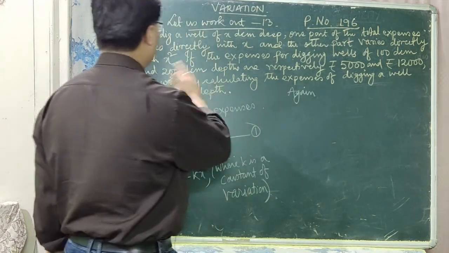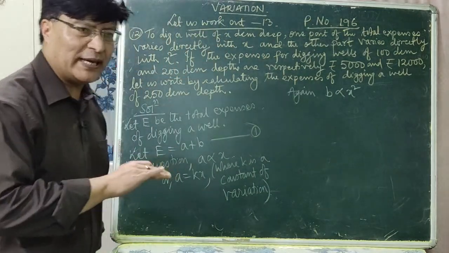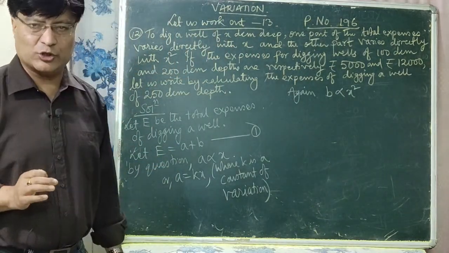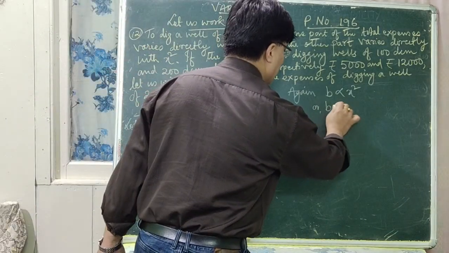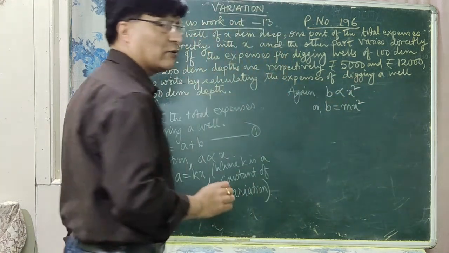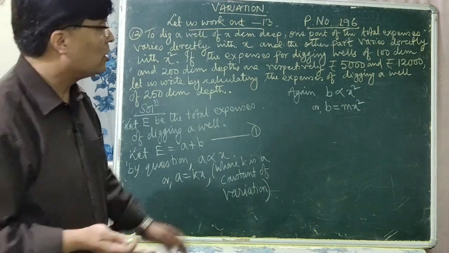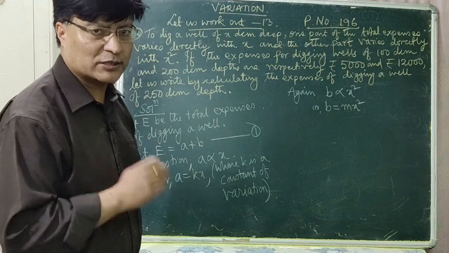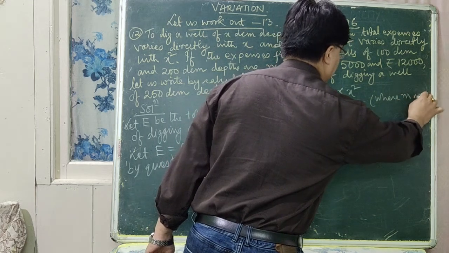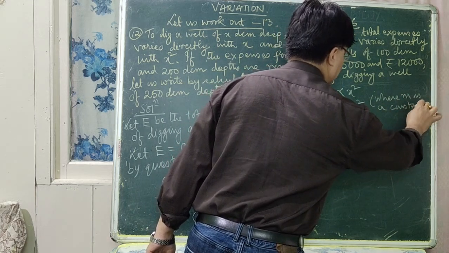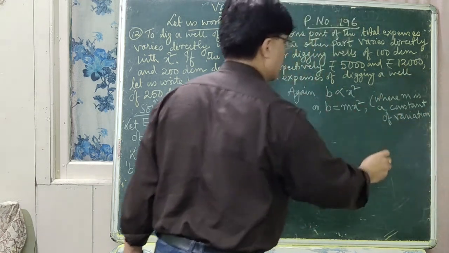Again, by question, what can you write? B, the other part, varies directly with X square. That is, B and X square are in direct variation. So B is directly proportional to X square. Okay. Or B is equal to, suppose this is M, M is a constant quantity. So in this case also you have to convert this proportional sign into equality sign. So you have to multiply the right hand side by M, a constant quantity, right? B is equal to M X square, where M is a constant of variation.